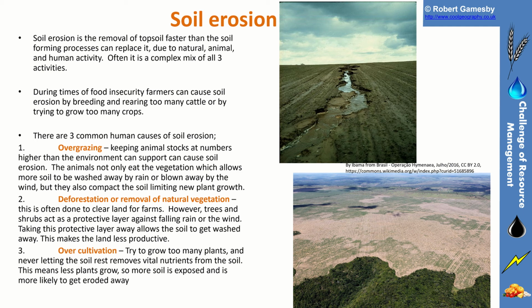Once they're removed, that soil can be washed away as well. Then overcultivation, that's just basically trying to overfarm the land, trying to get too many plants out of the land than it can support. That means the soil never rests. It removes vital nutrients from the soil, and it can slowly die.